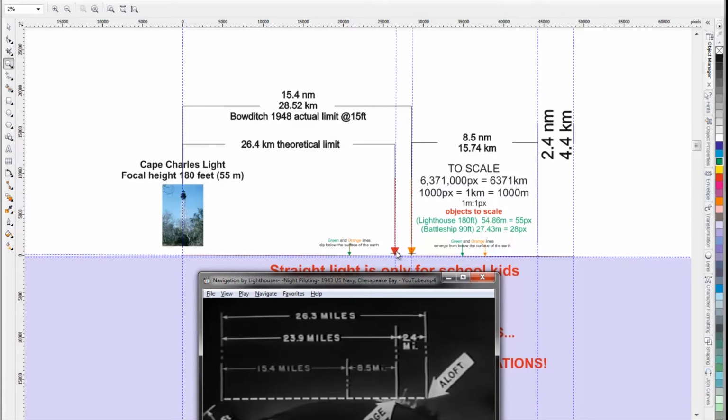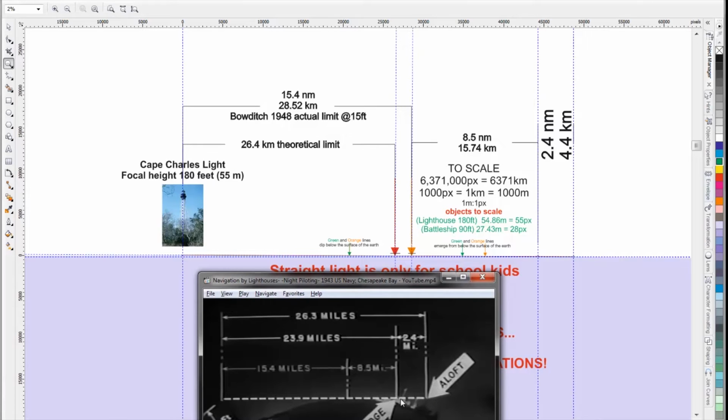I've marked here the theoretical horizon at 26.4 kilometers. But the naval manuals claim 15.4 nautical miles horizon, which is marked here with the orange arrow. We have an 8.5 nautical miles distance to the first ship, and we have another 2.4 nautical miles distance to the second ship.